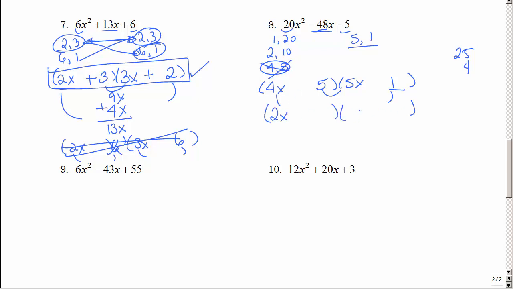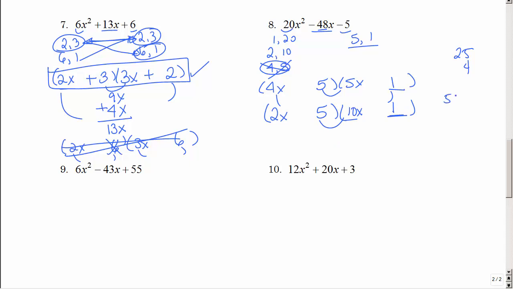So let's try the 2 and the 10. Where can the 5 not go? The 5 cannot go here because 10 and 5 have a common factor. They're both divisible by 5. So if this works, the 5 has to go there, 1 has to go here.